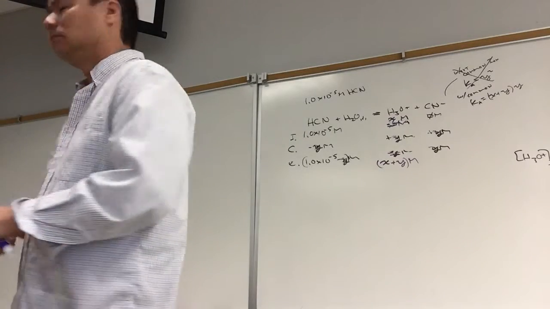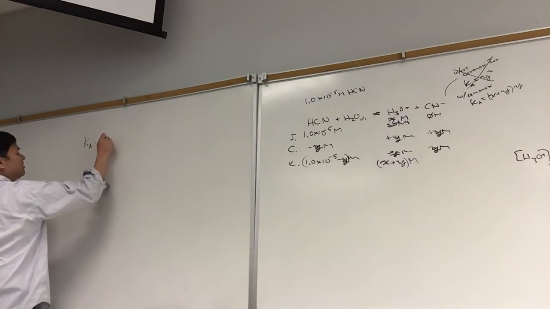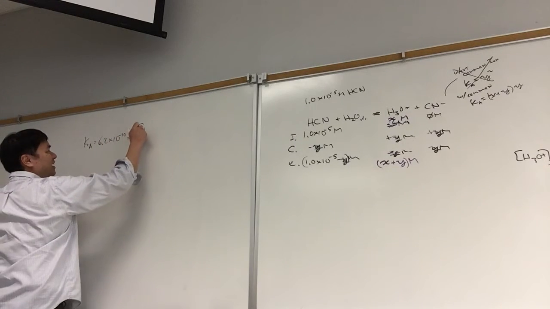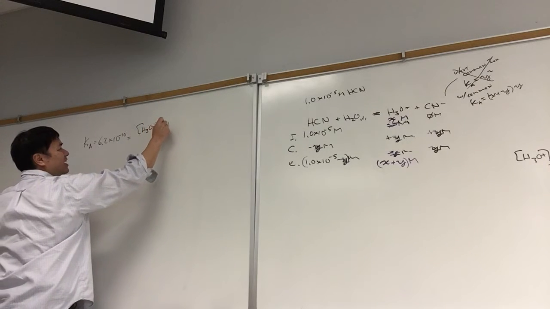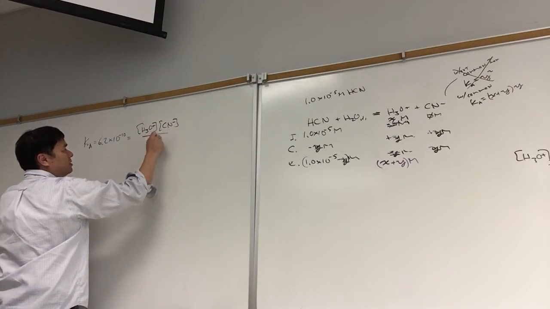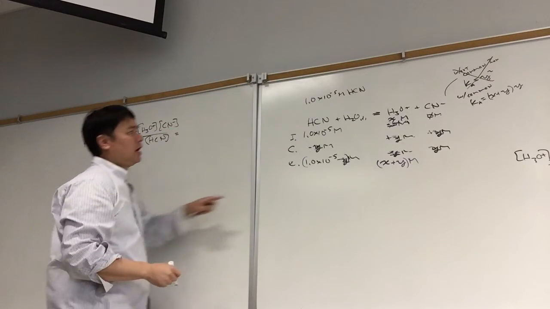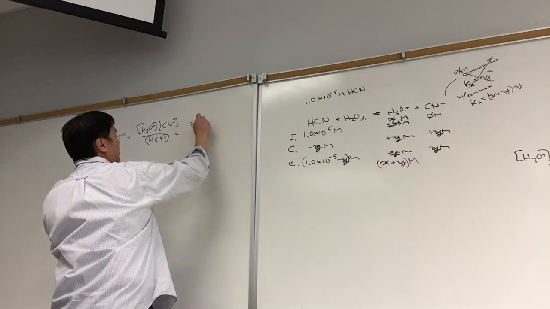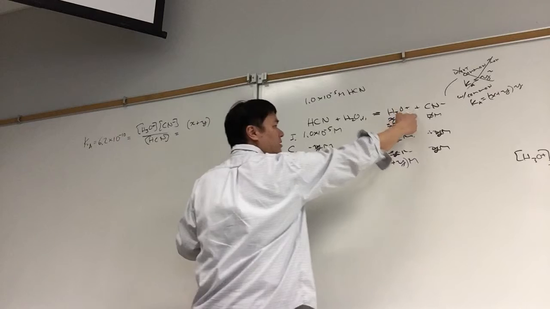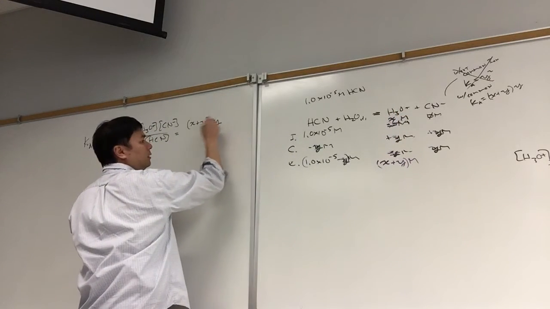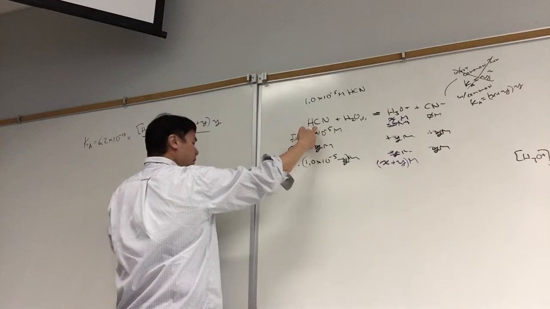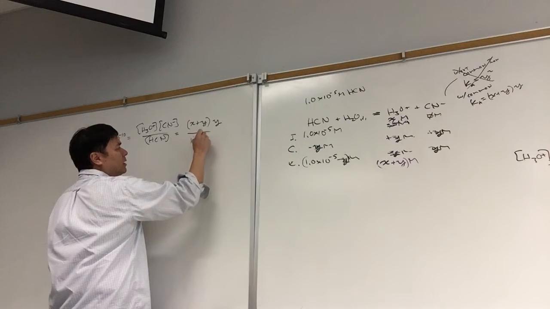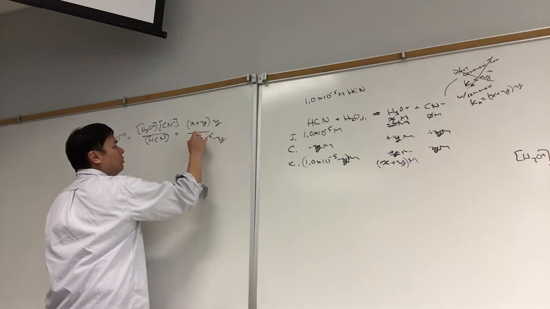Yeah, 6.2 times 10 to the negative 10, which is equal to the hydronium ion concentration times the cyanide concentration divided by the HCN concentration. The hydronium ion concentration at equilibrium is going to be X plus Y, so we'll plug that in, X plus Y. The cyanide concentration is Y. And then the HCN, the unhydrolyzed, unreacted molecules, is going to be 1.0 times 10 to the minus 5 minus Y.